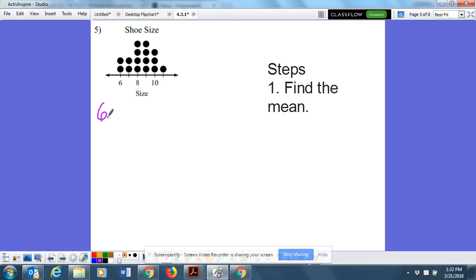So what do the 2 dots right here mean? That we have 2 6s. So that means I have 6 plus 6, which is 12. So if I'm trying to find the mean, I can just type 6 plus 6 into my calculator, or you can just do the addition right then and there and say it's 12.